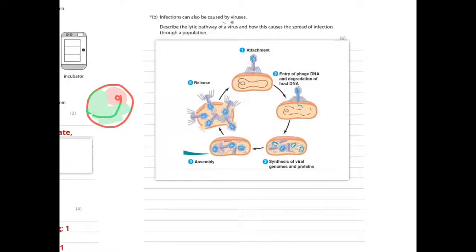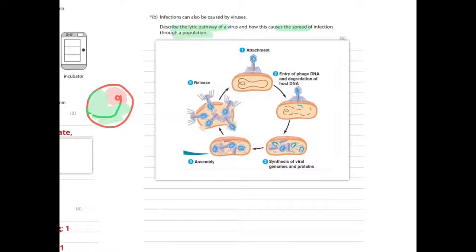Infections can also be caused by viruses. Describe the lytic pathway of a virus. Lytic means to break down, so the pathway in which a virus breaks down a cell, and how this causes the spread of infection through a population. So it's not just about describing the lytic pathway, but also how it's spread through a population. So it's quite a grand question, multi-layered again, as these 6 markers often are.